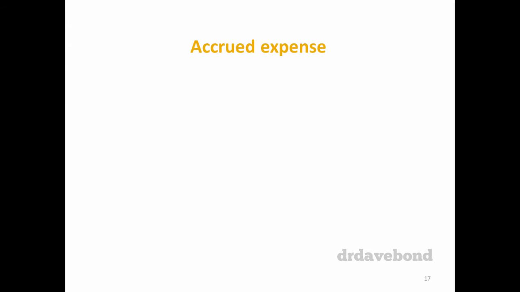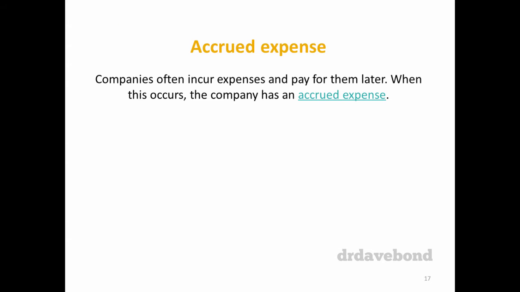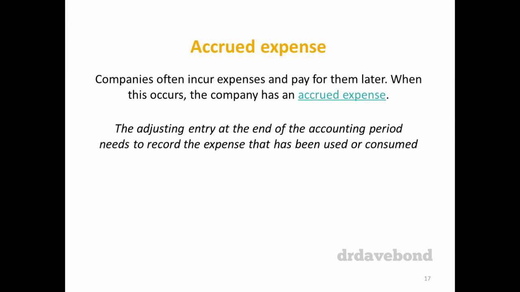And the last one that we have is accrued expenses. Something where they've used it up front and they pay it later. So the adjusting entry at the end of the accounting period needs to record the expense that has been used or consumed, but not yet paid.